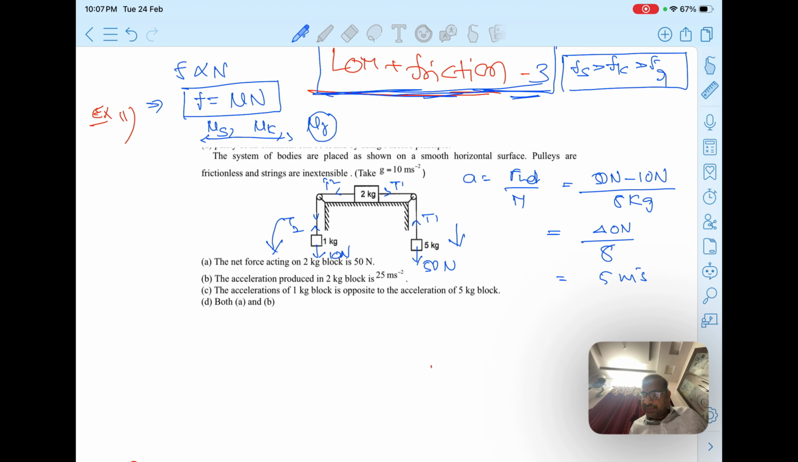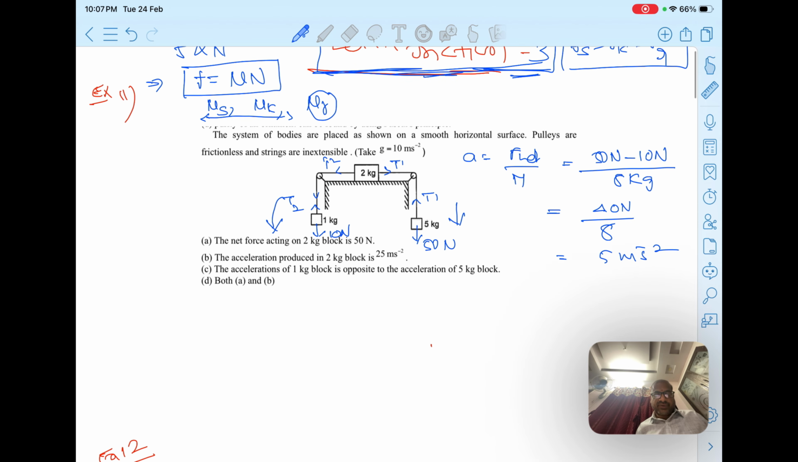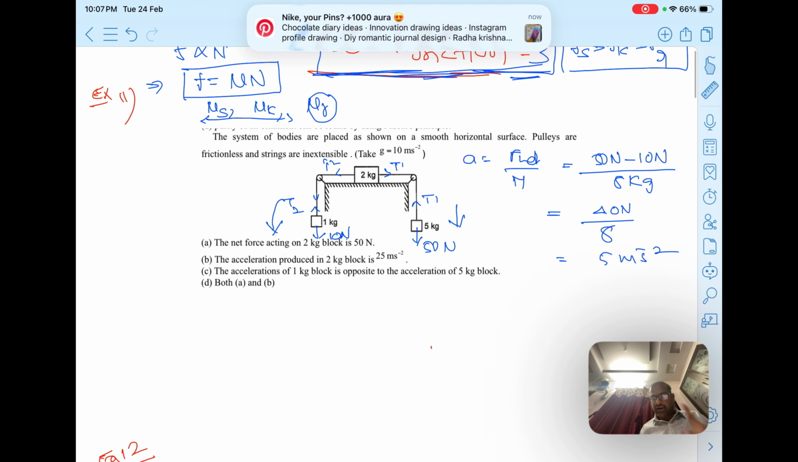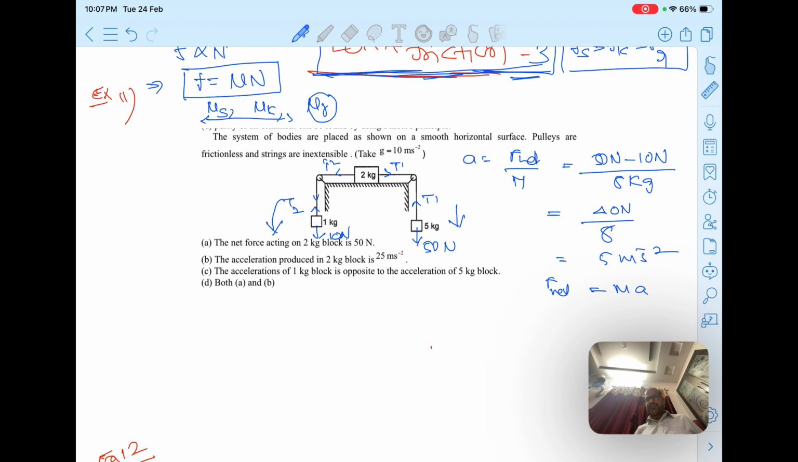This will be 5 meter per second square, the net acceleration. Now the first option is saying net force acting on the 2 kg block. We have always seen from Newton's second law of motion that F net is always mass into acceleration. So the net force on the 2 kg block will be mass 2 kg and acceleration 5, so this will be 10 Newton. But the option says 50, so this answer is wrong.